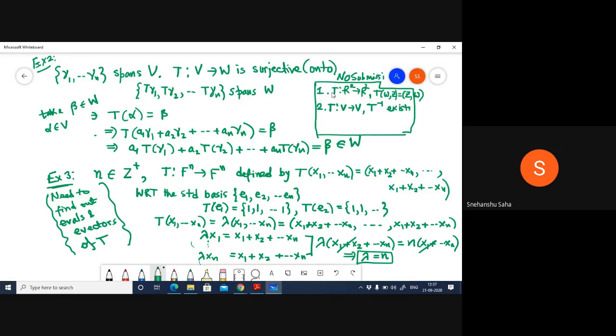Okay, all right. And lambda is a scalar. So if lambda is an eigenvalue of T, then show that 1 over lambda is an eigenvalue of T inverse. By the way, here by T inverse I mean 1 over T.